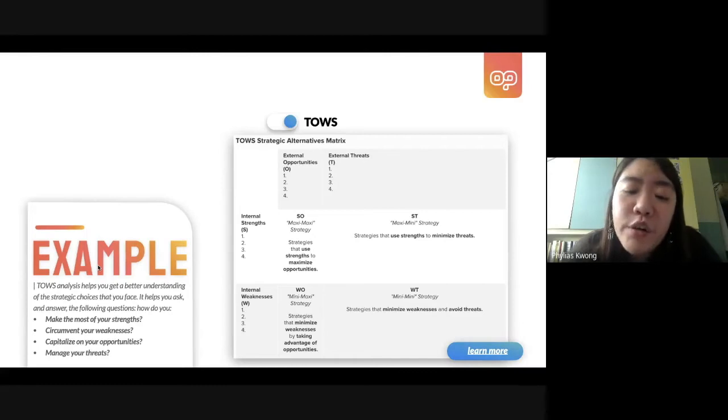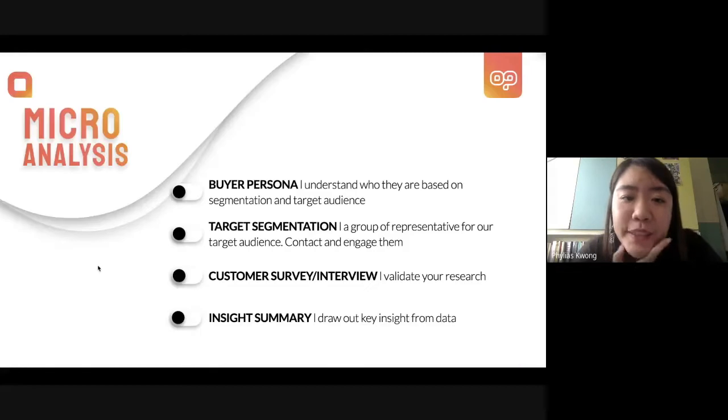The next one is about weaknesses and opportunity. It means we create a strategy to minimize weaknesses by taking advantage of the opportunity. And the last but not least is weaknesses and threat, which means strategies to minimize the weaknesses and avoid some of the threats coming up as well. I hope you guys have a clear view on that. With all this, it is a very good framework for you to brainstorm your strategy. So I hope it's clear.